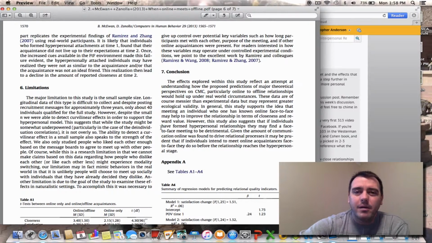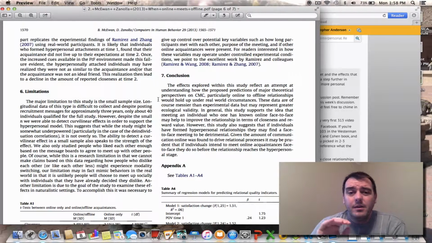So let's go back through this paragraph just a little bit more and see what happens here. Starting at the top of it, "The effects explored within the study reflect an attempt at understanding how the proposed predictions of major theoretical perspectives on CMC, particularly online to offline relationships, would hold up under real world circumstances." So this is just a summary of what they wanted to test, sort of a research question. "These data are, of course, messier than experimental data, but may represent greater ecological validity." And that's not a sentence you need to be really concerned with. It's just saying that we can trust the data.